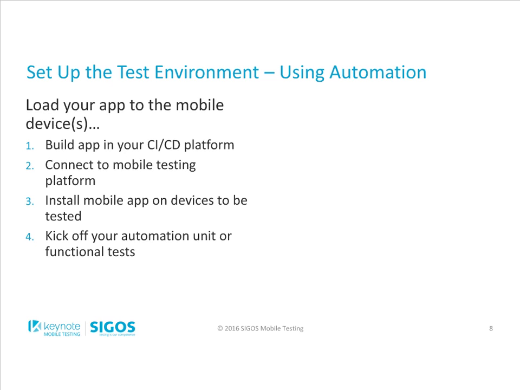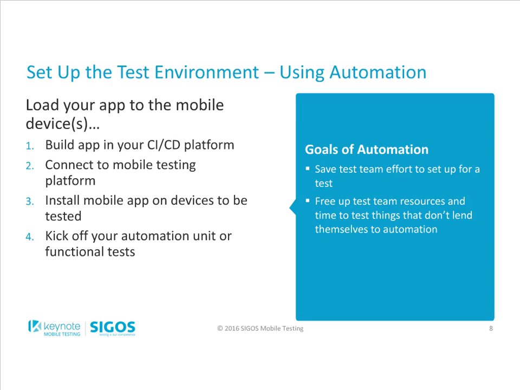Again, real devices. So you need to connect to the mobile testing platform, wherever that may be, whether it's in-house or externally in the cloud. You need to install that mobile application on the devices to be tested. And then the ultimate goal is to then kick off those automation unit or functional tests. So you want to extend the automation you're probably already doing today, which is building your application in, my example, Jenkins. You want to extend that to deliver the application to the real devices and then begin the actual testing.